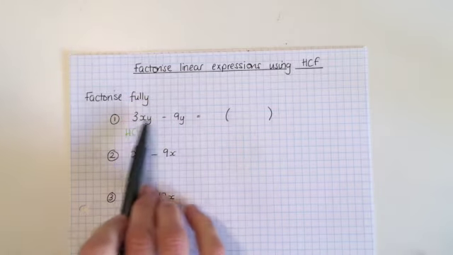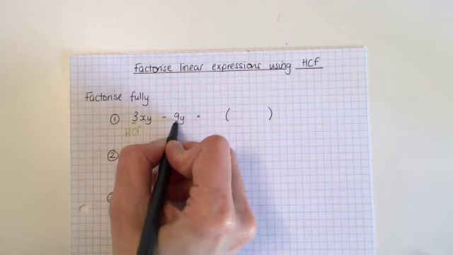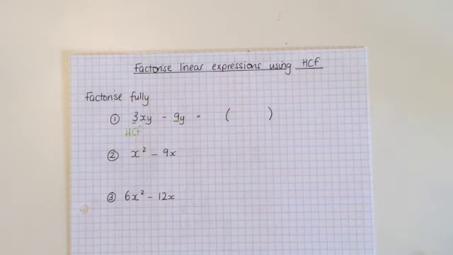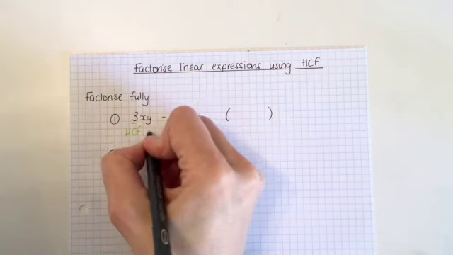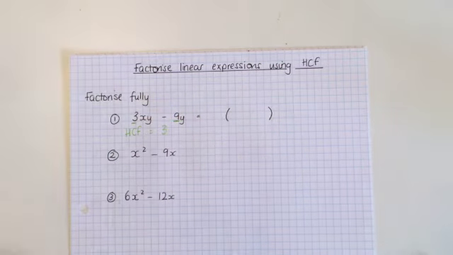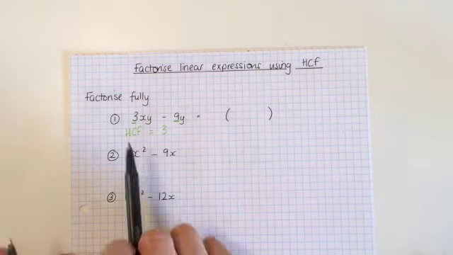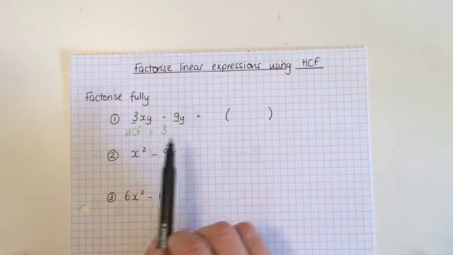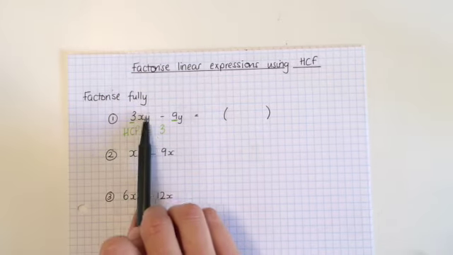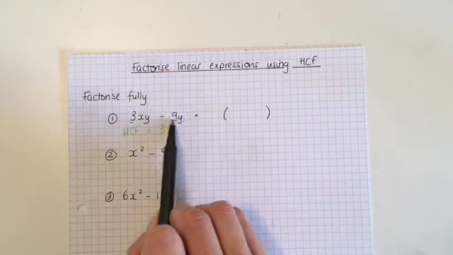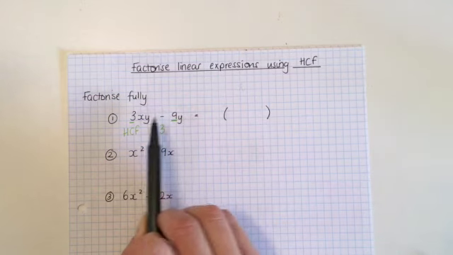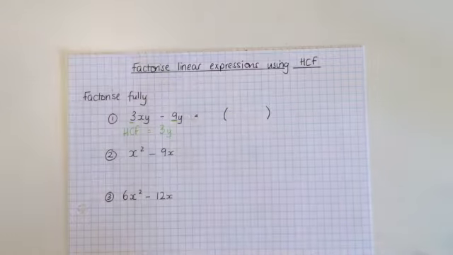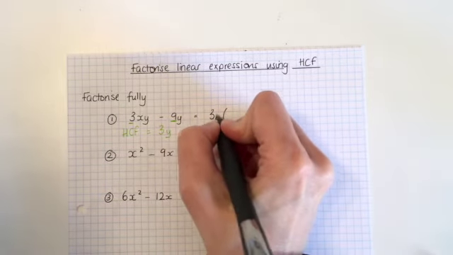So I look at the two parts, and first of all, I'm going to look at the numbers. I've got 3 and 9. The highest common factor of 3 and 9 is just 3, because 3 goes into both parts. Never put 1. It might be that a number doesn't go into each part, it could be 1, but we don't tend to put 1. So 3 goes into both. Now we need to look at the letters. What letter is common to this part of the expression and this part of the expression? Of course, there's a Y in each part. So what I've got now is 3Y on the outside.